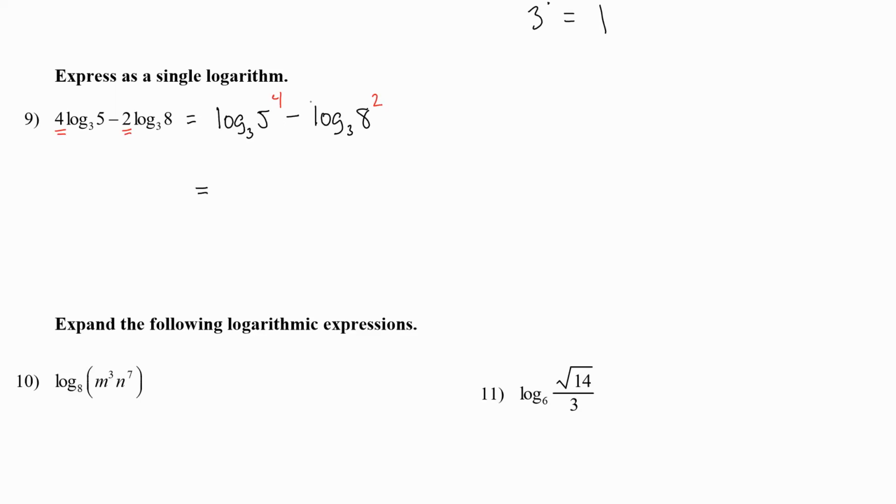Okay, let's go ahead and evaluate those. So log base 3, 5 to the 4th is 625. Oops, I missed the 2. Minus log base 3, and then 8 squared is 64. All right, let me rewrite that log.